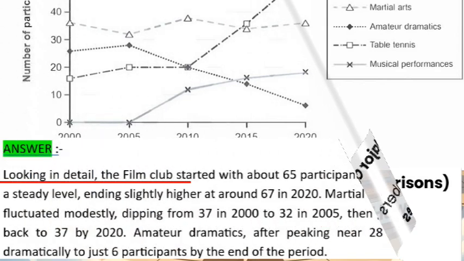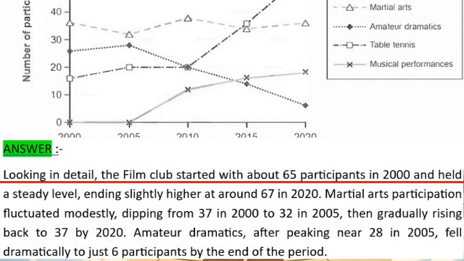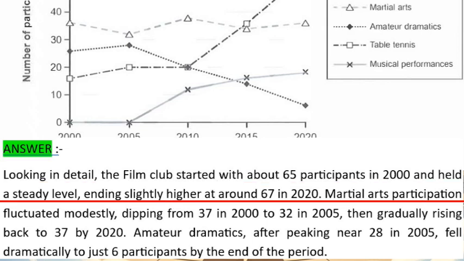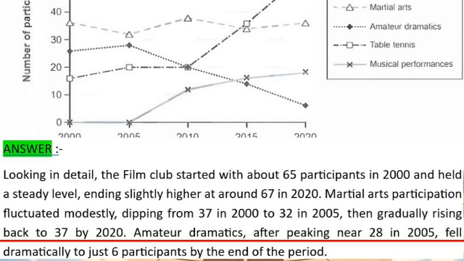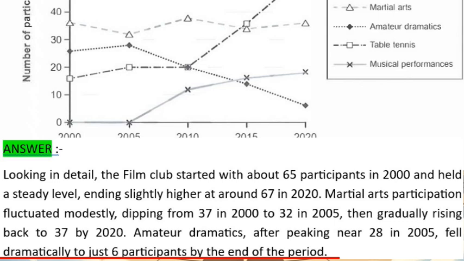Answer. Looking in detail, the film club started with about 65 participants in 2000 and held a steady level, ending slightly higher at around 67 in 2020. Martial arts participation fluctuated modestly, dipping from 37 in 2000 to 32 in 2005, then gradually rising back to 37 by 2020. Amateur dramatics, after peaking near 28 in 2005, fell dramatically to just 6 participants by the end of the period.